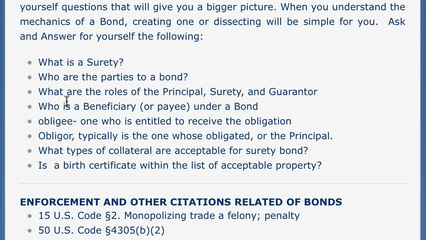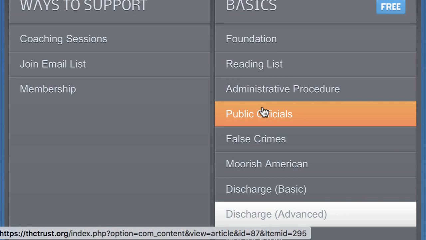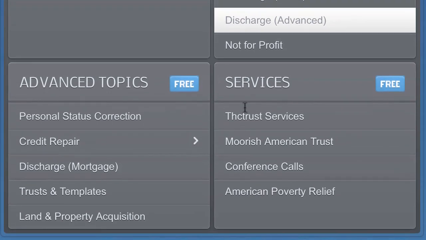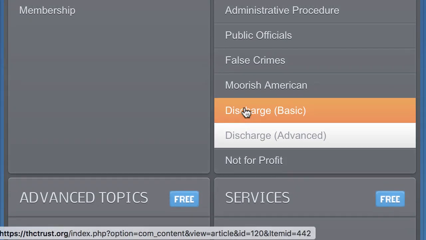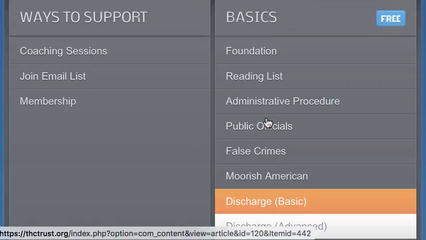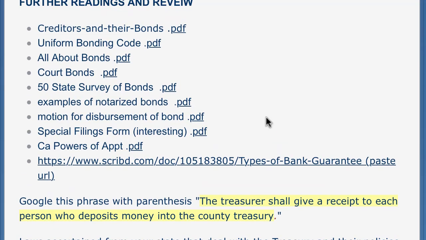Some of this information you'll get under other menus, like public officials. I think a lot of that information would be under there. And there's going to be some templates. So the advanced discharge mortgage topics, when I get to that, there's going to be the template, so the outline for you to follow there.